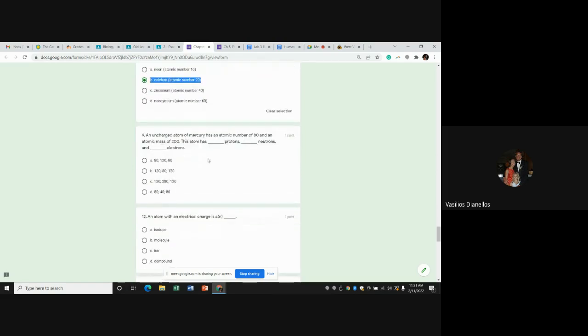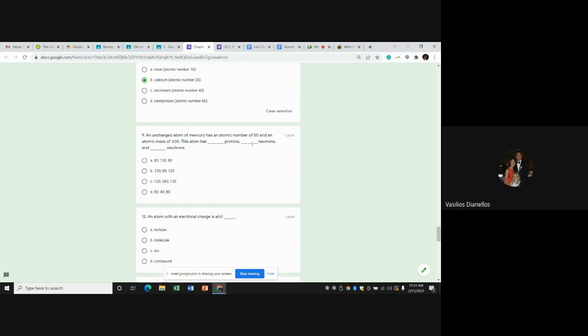All right. An uncharged atom of mercury has an atomic number of 80, atomic mass of 200. The atom has blank protons. Well, we know right off the bat its atomic number is 80, and that is the same as the number of protons. So this atom has 80 protons, and we know right off the bat the answer is either A or D. If it has 80 protons and it's uncharged, then we know it also has 80 electrons. Again, could be A or D.